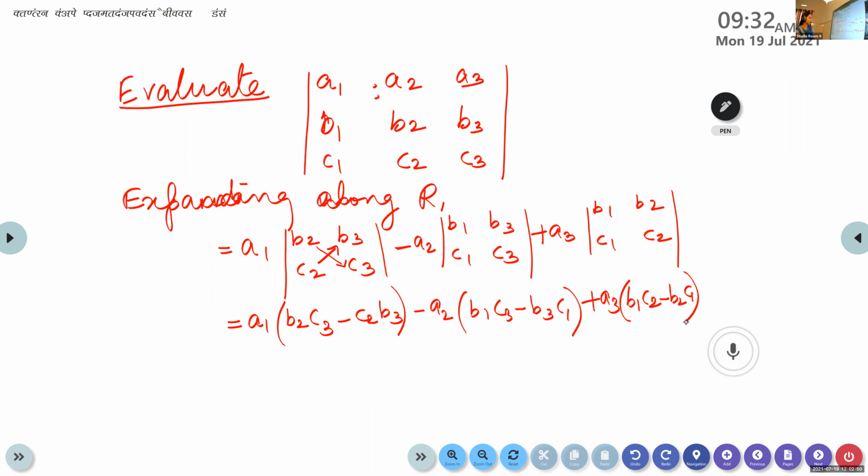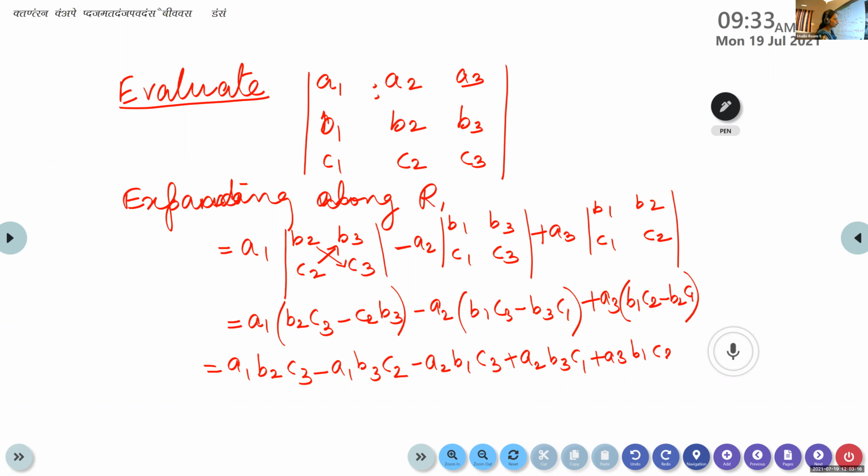Now open the bracket. We will get A1 B2 C3 minus A1 B3 C2. See, I write this in alphabetical order, A, B, C, so that we can check it easily. Again, opening the bracket, minus A2 B1 C3, minus of minus plus A2 B3 C1, plus A3 B1 C2 minus A3 B2 C1. Is it clear? This is how we are expanding along the first row.